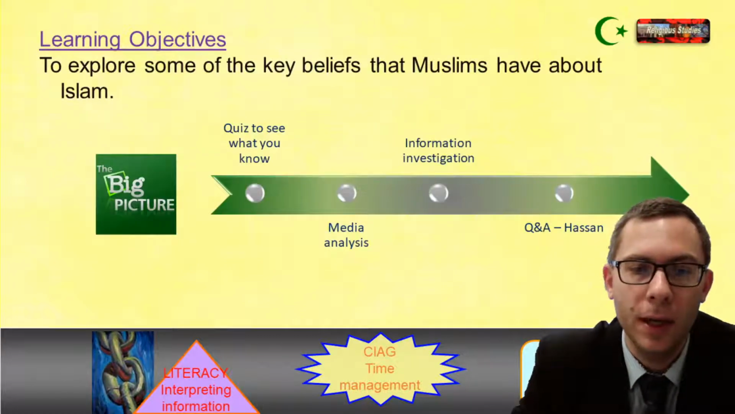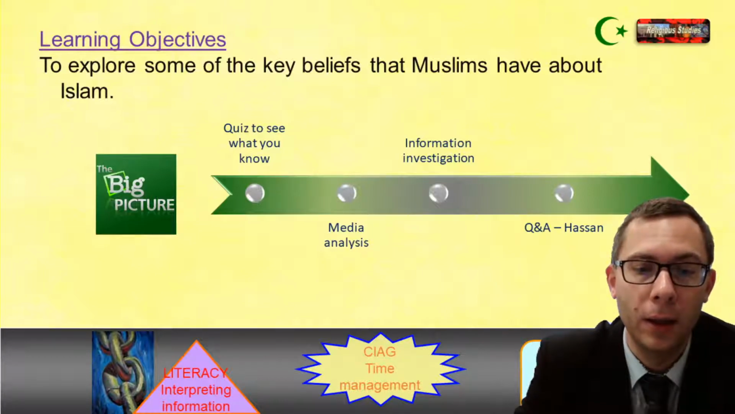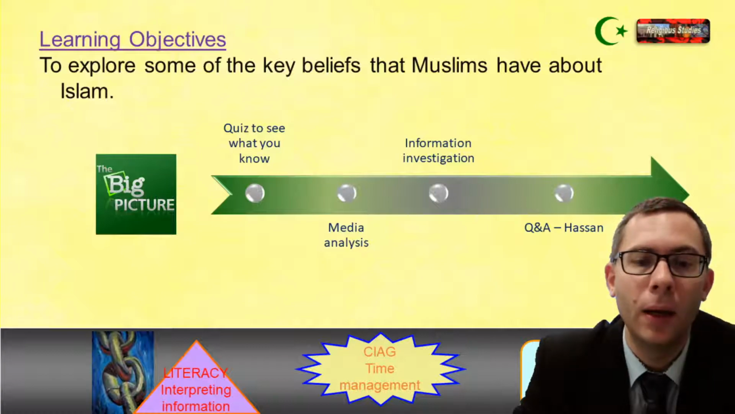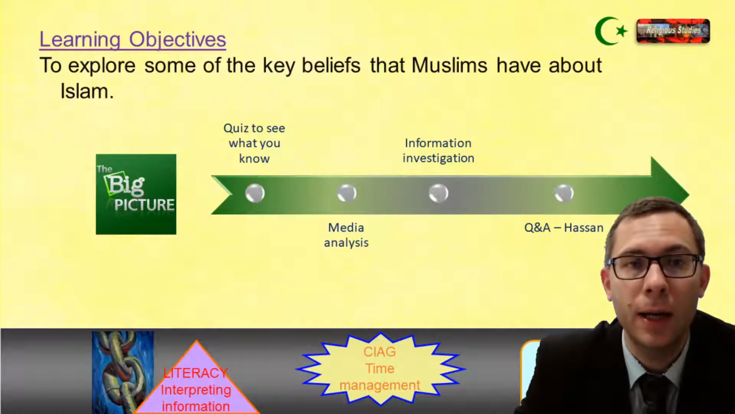During this session then, we're going to do a little quiz to see what you know. There's a little media clip, and then there's some information investigation for you as well. And so during this session then, we're going to look a little bit of media analysis, a little bit of information, and then there's a question and answer session as well towards the end.